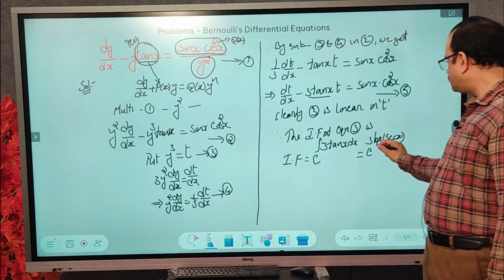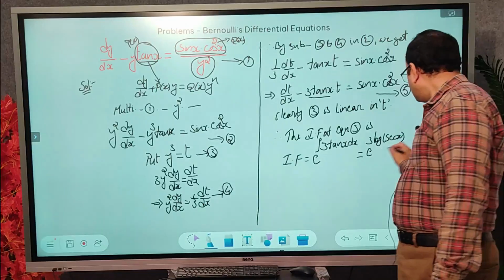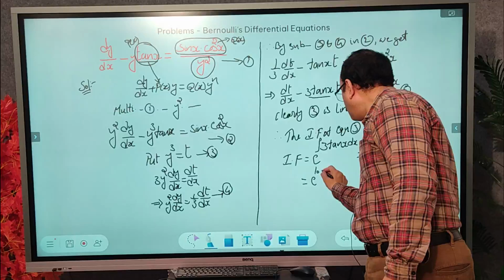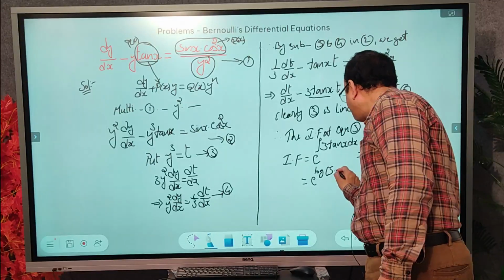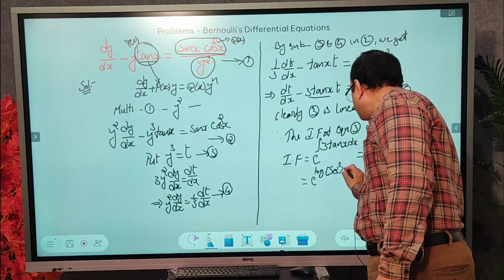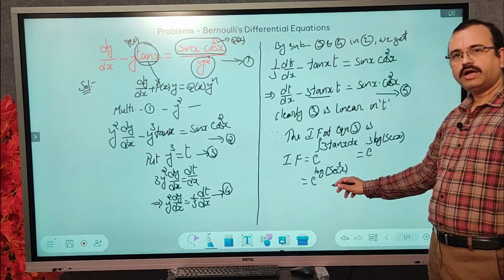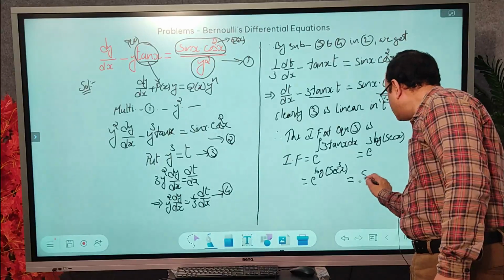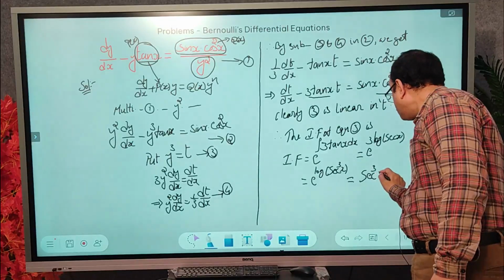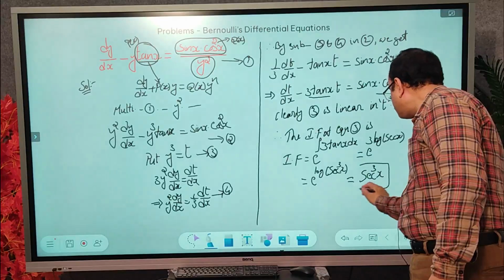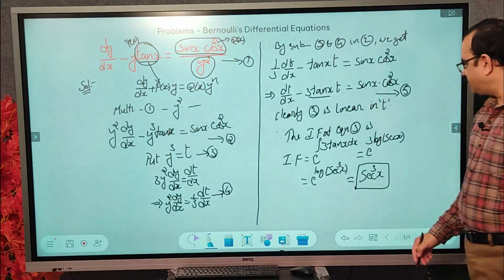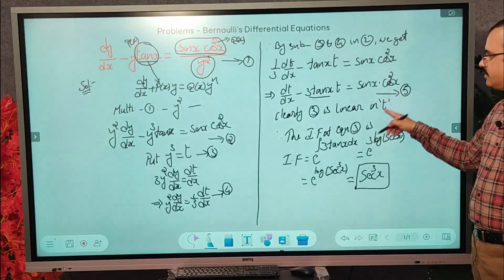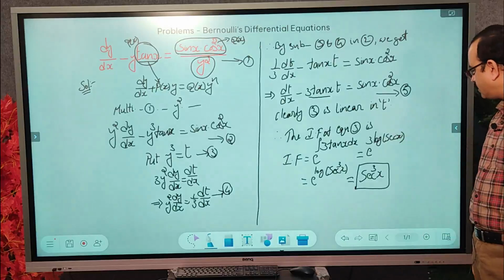So e power of 3 log secant x now can be written as e power log of secant cube x by using the logarithmic formula. Now we have e power log of something, so this can be written as secant cube x. So this is the integrating factor, the integrating factor for equation 5, which is nothing but linear in t. So therefore now we can find its general solution.